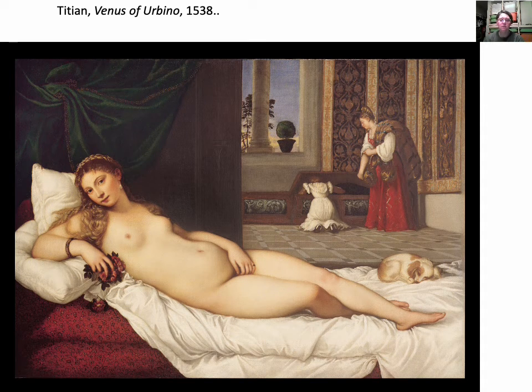Titian pays great attention to the texture of the fabric, and the model looks shyly at the viewer in a demure way, turning her gaze away from you. We see a sense of, like I said, atmospheric perspective due to the layering of the architectural elements, but we don't get a full one point perspective.